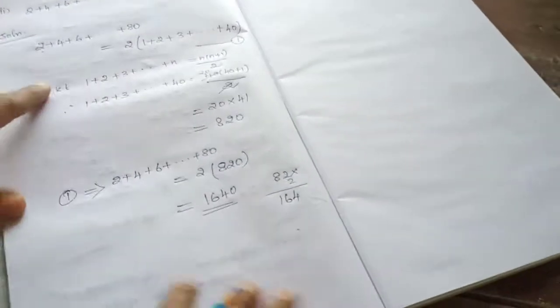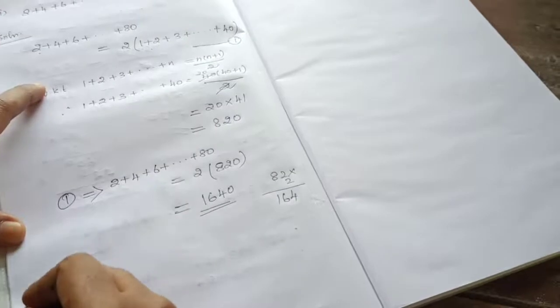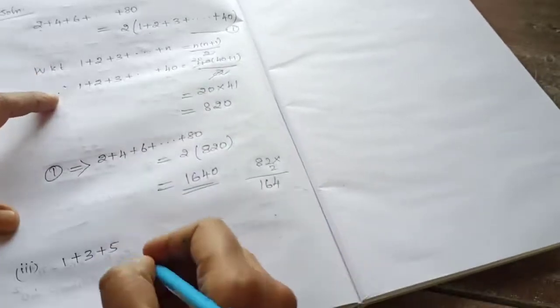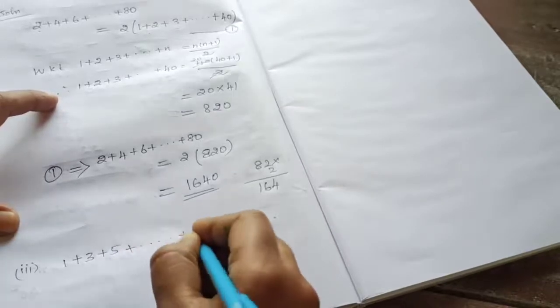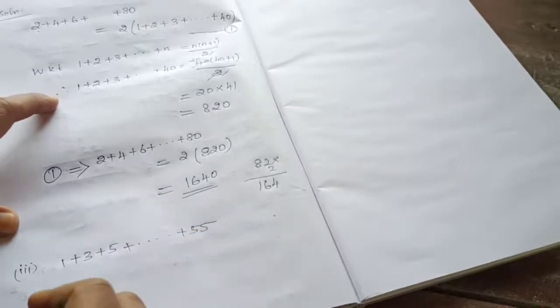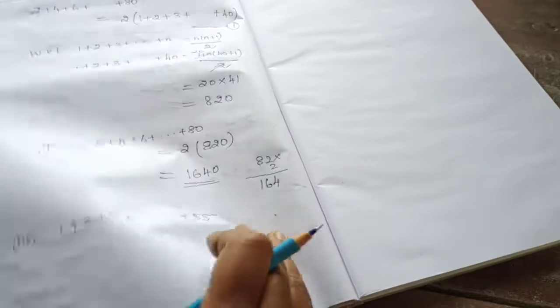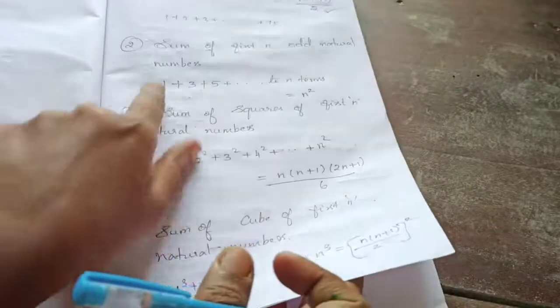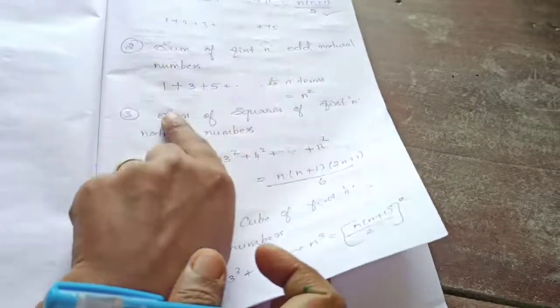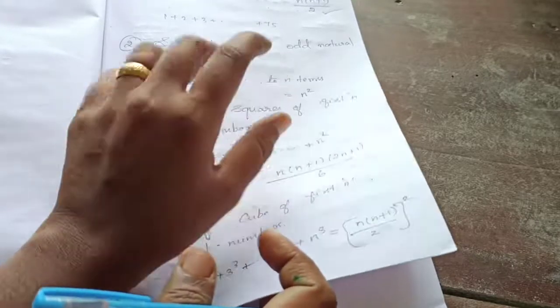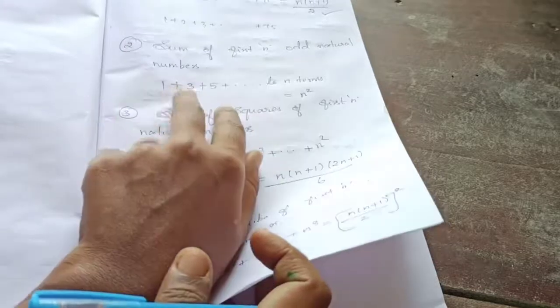Okay, let's do the third problem. 1 plus 3 plus 5 plus up to 55. So here you need to learn the formula correctly. Here up to n terms only. Listen carefully. Sum of first n odd natural numbers means 1 plus 3 plus 5 plus up to n terms. N terms means the number of terms only we can calculate.